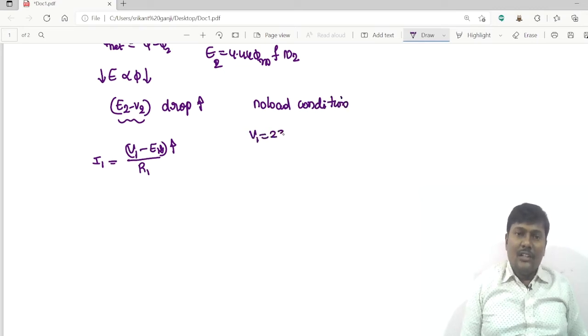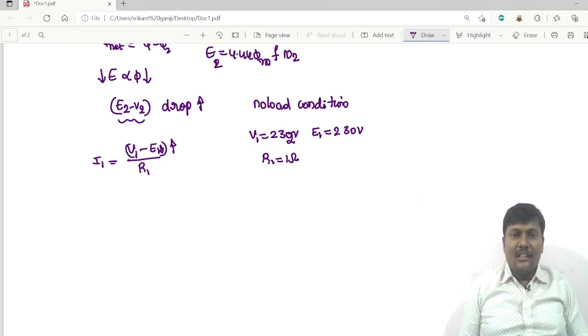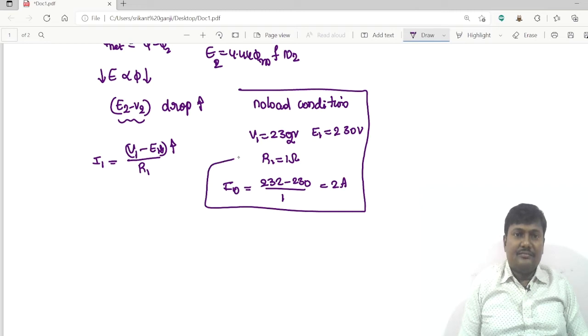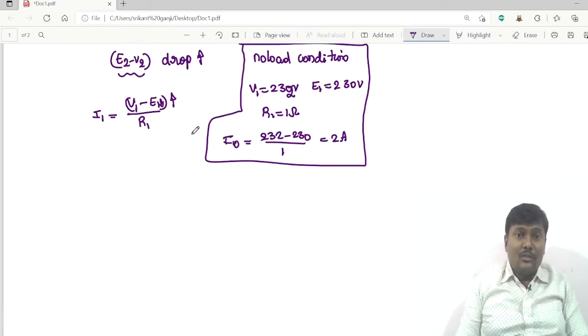Let us assume under no load condition, the supply voltage is 230 and the transformer induced EMF is 232. You can assume that 232. This is 230 volts, and the resistance of the primary winding, let us assume, is 1 ohm. Then I naught is equal to 232 minus 230 divided by 1, that is equal to 2 amperes. This is under no load condition. Generally the voltage is not 232, but what I want to convey is the difference between the no load current and full load current.